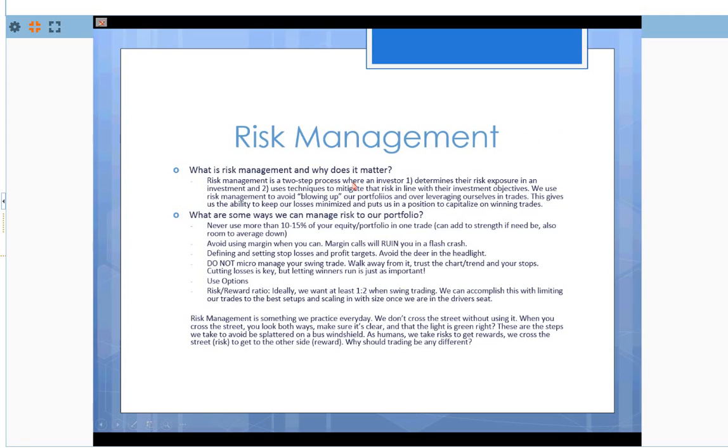So what is risk management? Why does it matter? Risk management is a two-step process where, one, you determine your risk exposure in an investment, and two, you use techniques to mitigate that risk that are in line with your investment objectives. We use risk management, like I said, to avoid blowing up our portfolios or over-leveraging ourselves in trades. This gives us the ability to keep our losses minimized and puts us in a position to capitalize on winning trades. We live to fight another day with good risk management.